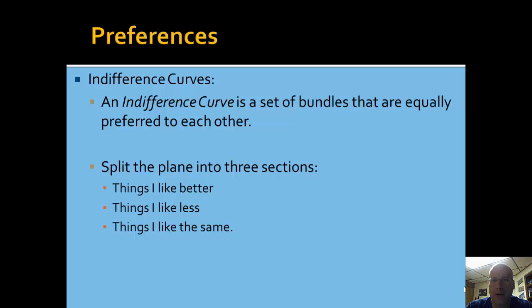We talked before about the ability to rank bundles, and if we consider a bundle that we might choose to consume, there are going to be things we like more, things we like less, and things that we like the same. And the indifference curve is going to be the set of things that we like the same, and it's going to split the space that we look at when we draw our graphs into three different groups: the things that are on the indifference curve, the things that are above it, the things that we like better, that is, and the things that are below it, the things that we like less. And these indifference curves are going to help us with our analysis as we try to decide which choices the consumers are going to make.